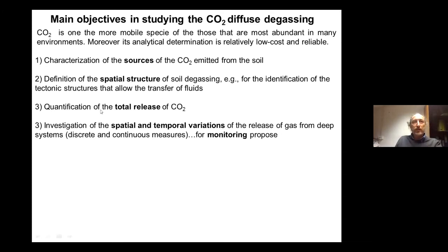But another important objective is to quantify the total amount of carbon dioxide for different purposes that we will see also in some cases. And also another application of the study of diffuse degassing is to study the spatial and temporal variation of the degassing from the soil. That is generally used for monitoring purpose.